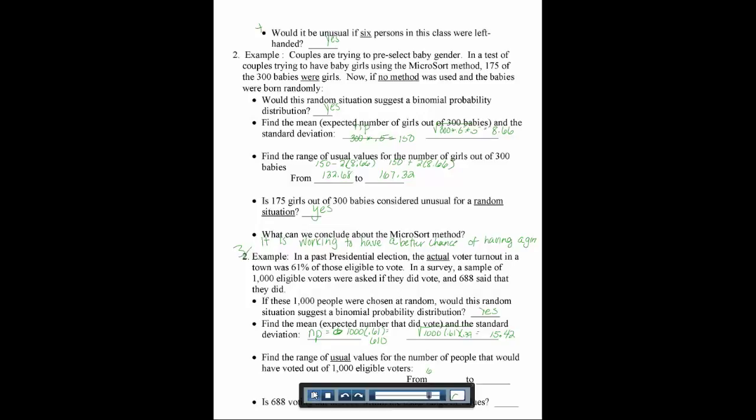Okay, so if we wanted to figure out what the usual values from the survey would be, we would take 610 minus 2 times 15.42, which would give us 579.16. And we would do 610 plus 2 times 15.42, which would give us 640.84. So is 688 voting within the usual values? No, it's outside. It's bigger. So this would be unusual to get these results.